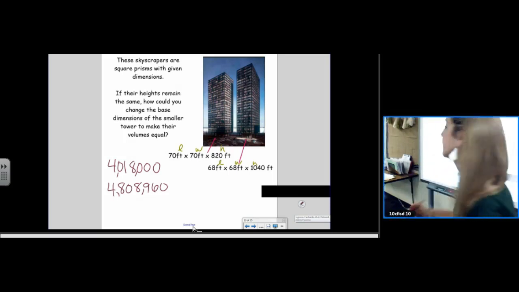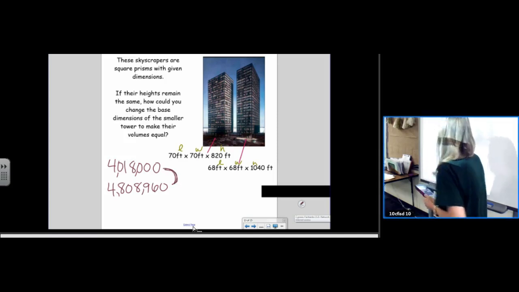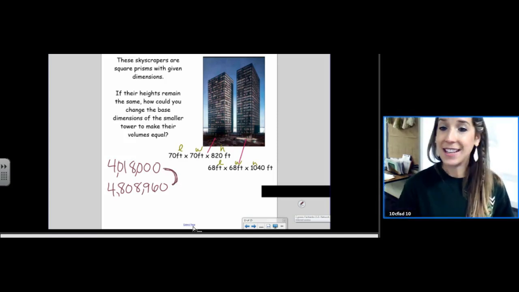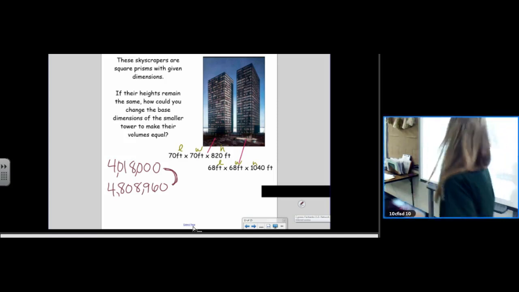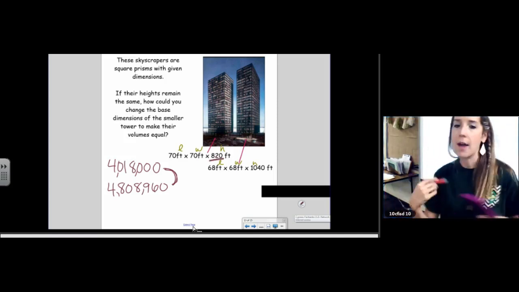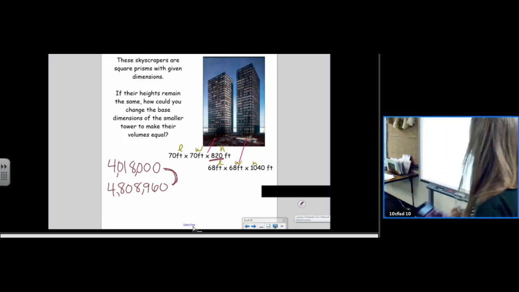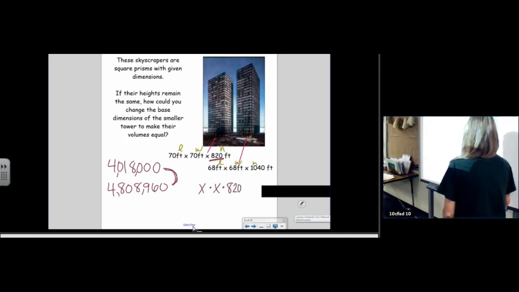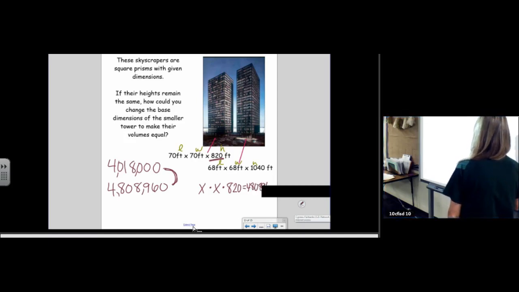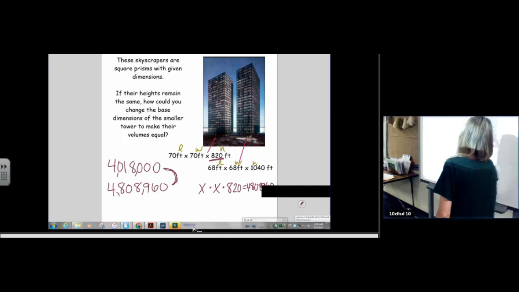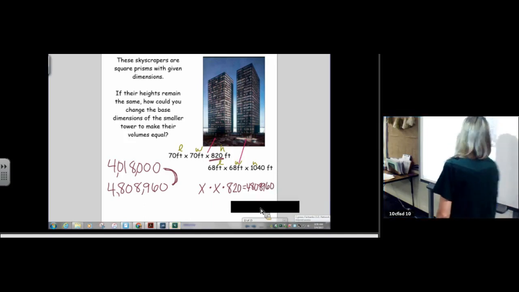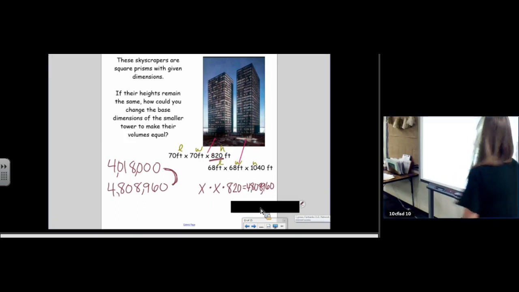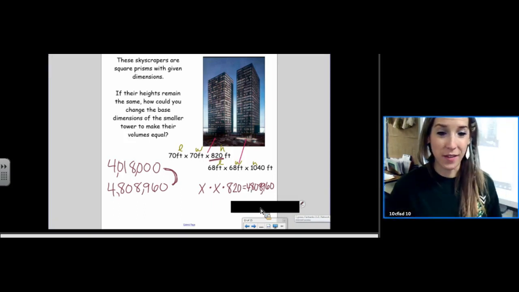I want to make these equal. And I can't change the height of my building. So 820 is set in stone. I want to change the base. Now, we agreed to change the height. We did length times width times height. And we want it to equal, I'm going to run out of room. Okay. So now we can just solve this.